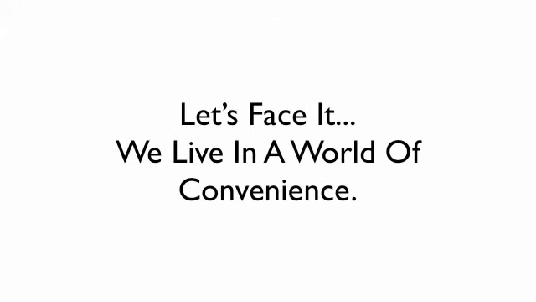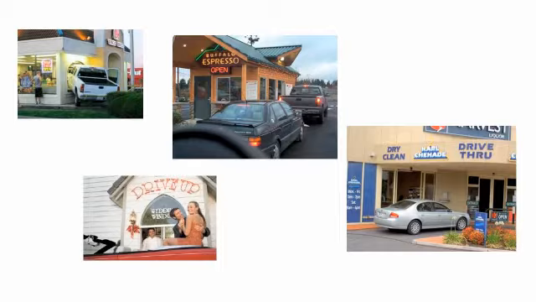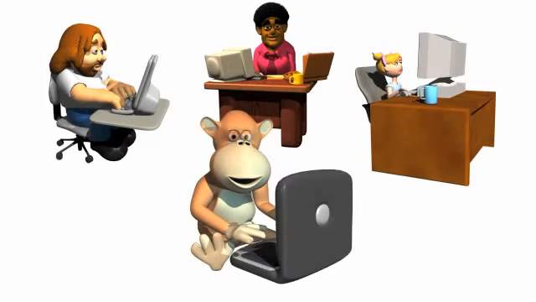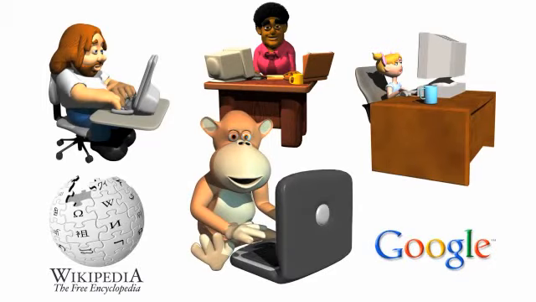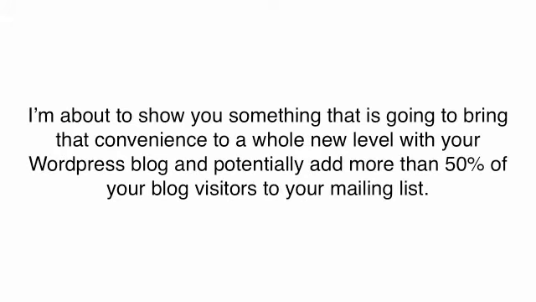Let's face it, we live in a world of convenience. Busy people have access to drive-through meals, coffee, dry cleaning, and even the occasional wedding. And the online world is no different. Everything you've ever wanted to know is just a few keystrokes and clicks away with mega powerful tools like Google and Wikipedia. I'm about to show you something that is going to bring that convenience to a whole new level with your WordPress blog and potentially add more than 50% of your visitors to your mailing list.